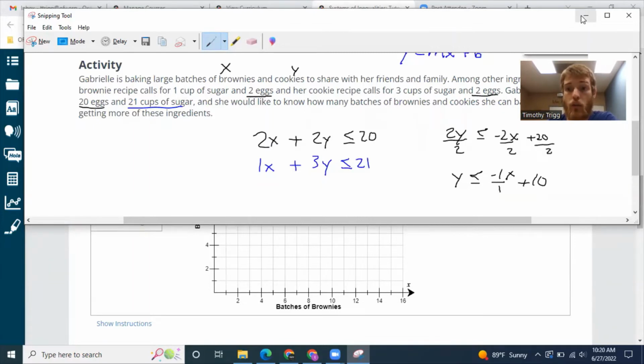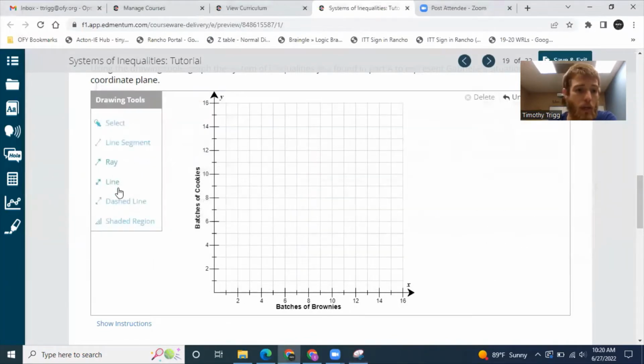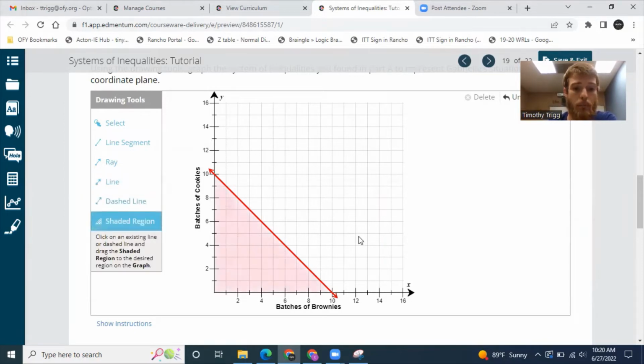So let's graph that inequality. y is less than or equal to negative 1x plus 10. Since it was an or equal to, we would use a solid line. Our y-intercept is 10, and we go down 1 over 1. And since it was y is less than or equal to, would we shade above this line or below? Since it's less than or equal to, we would shade the region below. So there's your first inequality.